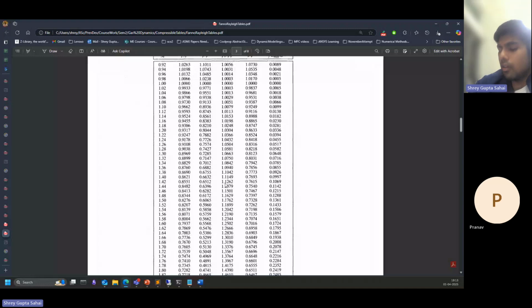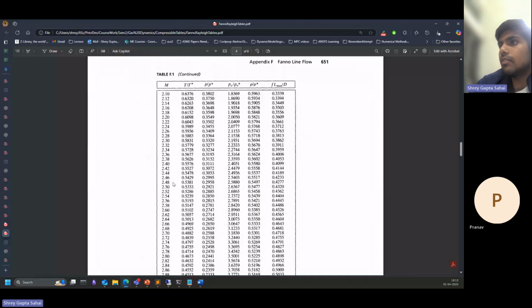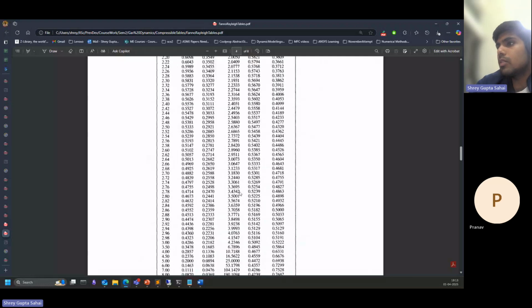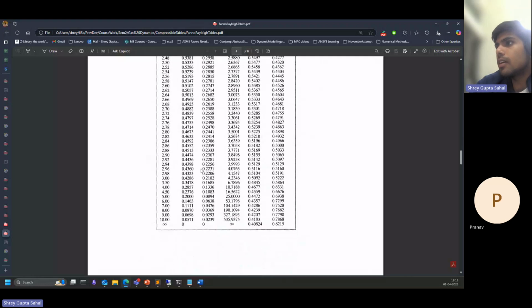Now, what was the Mach number at the entry? It was 2.95, right? The P naught by P naught star value is close to 4. So P naught 4 by P naught star is 4. So what is this P naught value? 4 divided by 1.14.